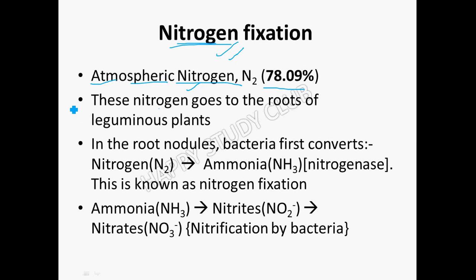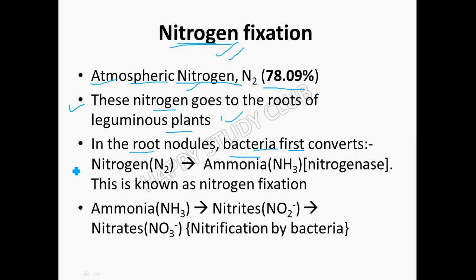First of all, what happens? Atmospheric nitrogen goes to the roots of leguminous plants. An example of a leguminous plant is the soya bean plant. This atmospheric nitrogen sticks to the root nodules of soya bean plants or leguminous plants. In the root nodules, bacteria are present.